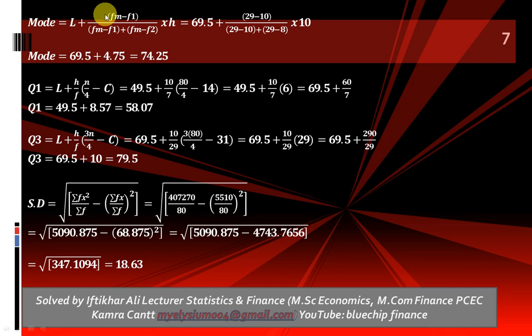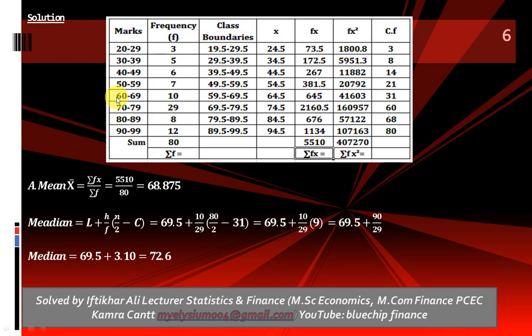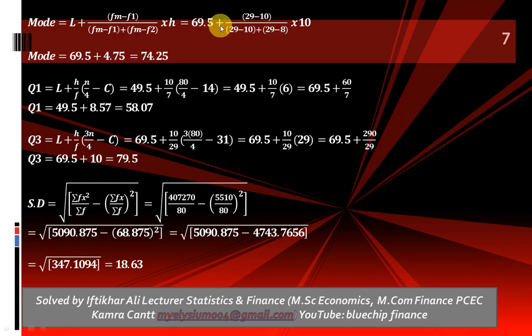After that, calculation of mode. First of all, we will select the model class for mode. Selection is very simple. The class should be the model class for mode in which frequency is maximum. So maximum frequency is 29. So L is 69.5, FM is 29, F1 is 10, F2 is 8, and H is 10. So after putting the values into this formula, mode will be 74.25.